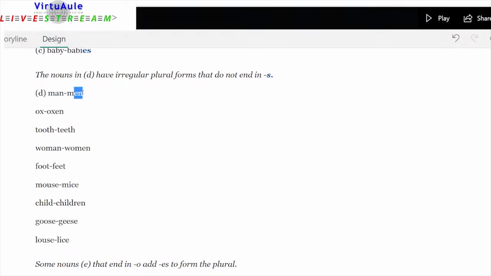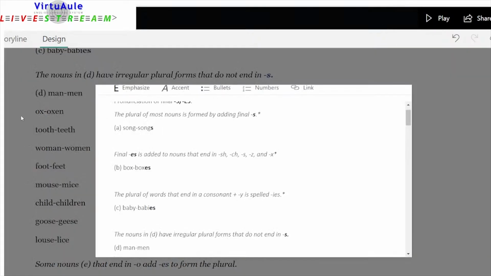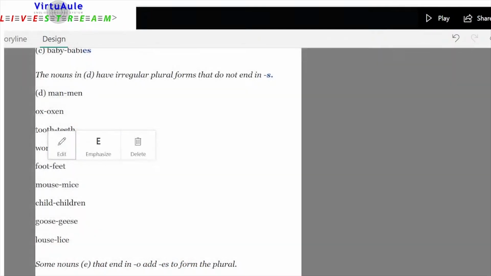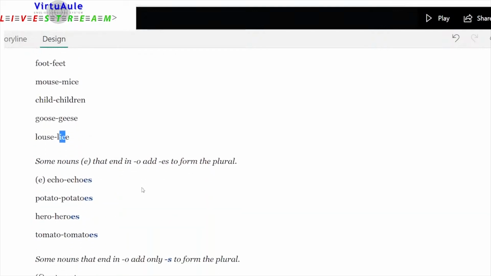Man becomes men. One ox, two oxen. One tooth, two teeth. One woman, two women. One foot, two feet. One mouse, two mice. One child, two children. One goose, two geese. One louse, two lice. Okay, there are not too many. You just have to remember those words.